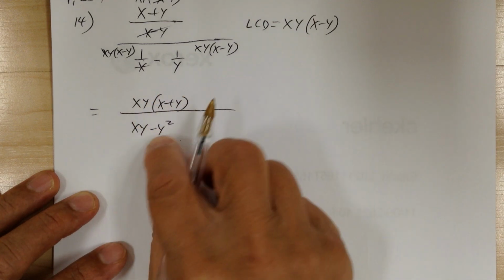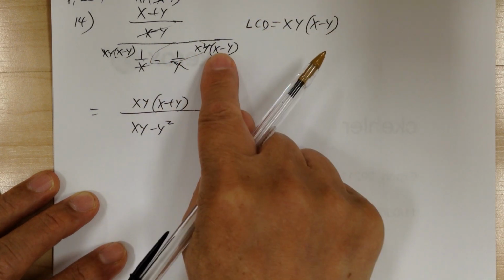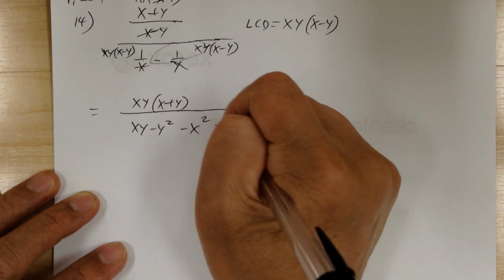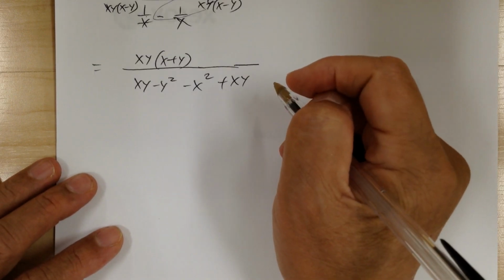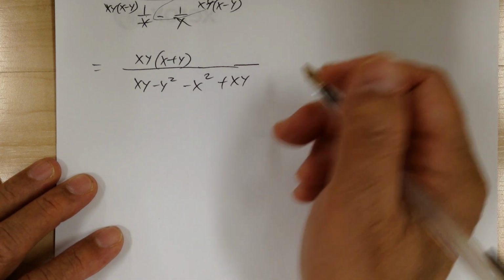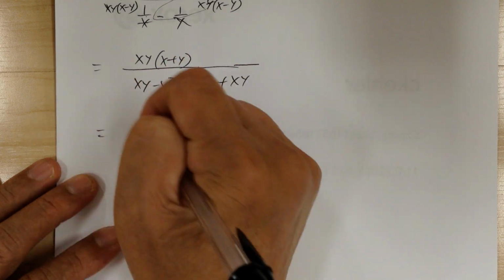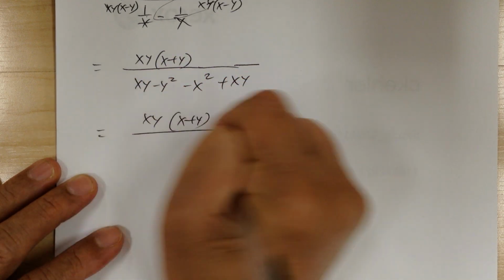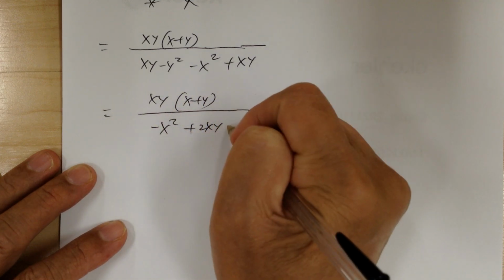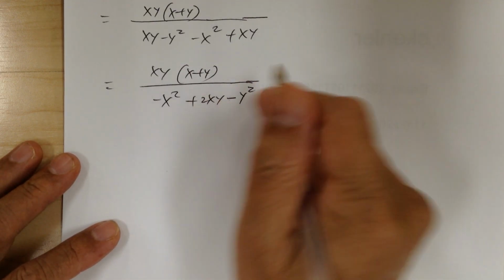Now you have to be careful, there's a minus over here. So when you cancel out, you have to treat this as a negative x. So negative x times x would be minus x squared, and negative x times negative y would be plus xy. Okay, so I'm going to tidy things up a little bit. So I get negative x squared plus 2xy minus y squared. So I'm going to do factoring.